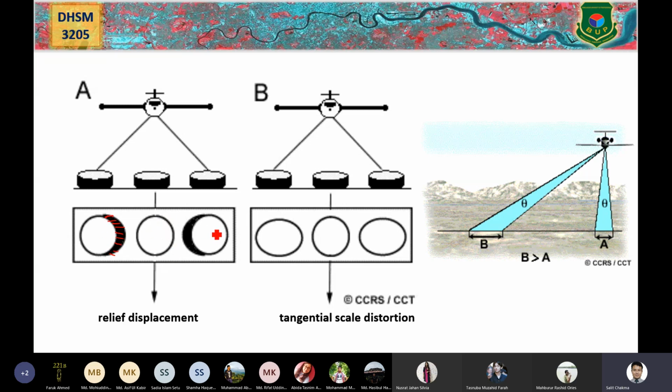If you look off nadir, you start to see the side of the building, which is visible to you. Okay, so this kind of displacement we call relief displacement. That means the building has a relief, and relief means, like a cliff. So we can see this relief.